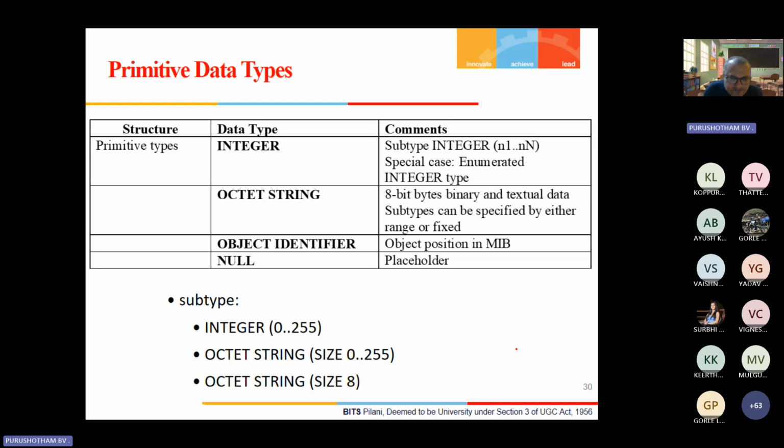Then object identifier, the object position in the MIB. Then placeholder, which is nothing but a null. Null is used as a placeholder wherever you want to fill a gap. For example, integer 0 to 255, octet string 0 to 255, octet string size 8. Like that you can mention, and that is called a subtype.